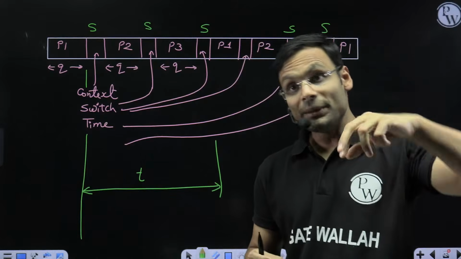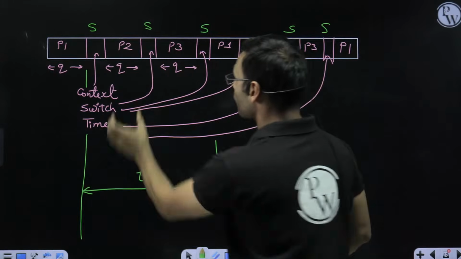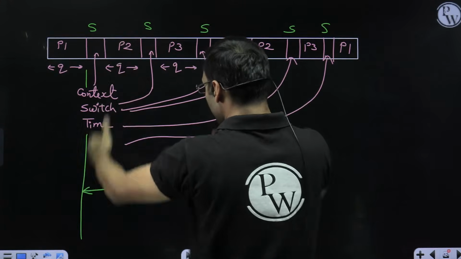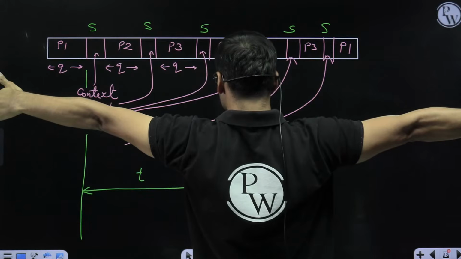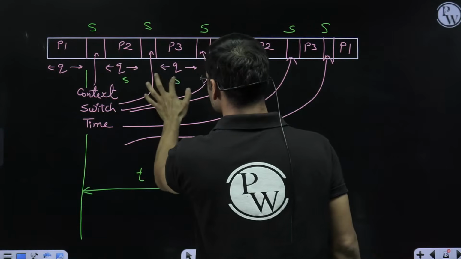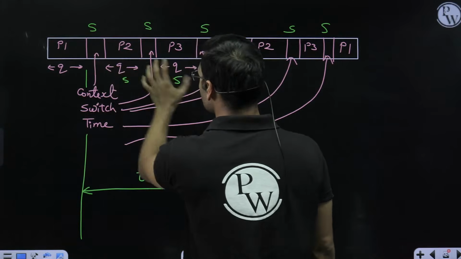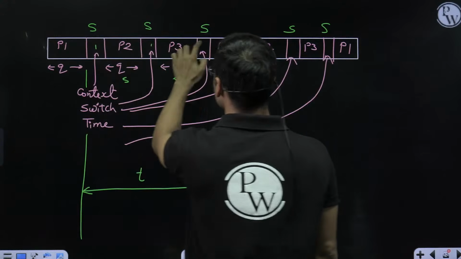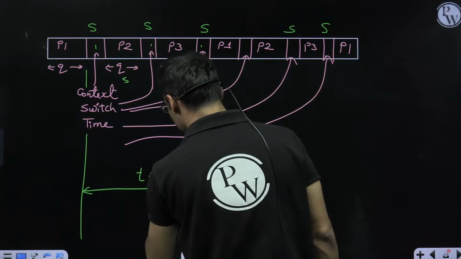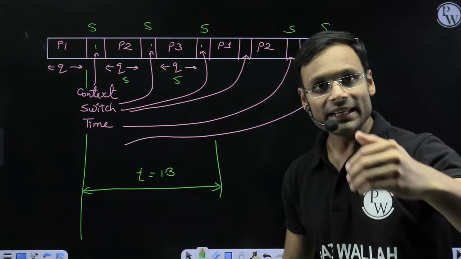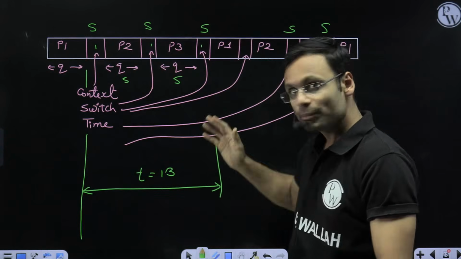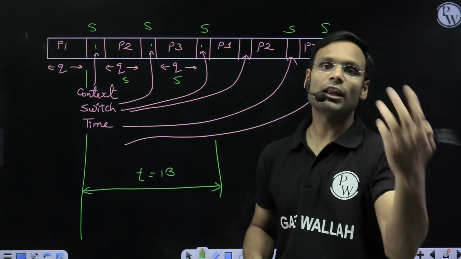If the quantum is bigger, then this time T, whatever I calculate, will go beyond. See, let's say quantum is 5 and context switch time is 1, 1, 1. 1 plus 1 plus 1 is 3, plus 10, 13. T time unit is 13. So let's say T is 13. I am getting the CPU after completion of P1 and again starting of P1. P1 is getting the CPU after every 13 seconds.